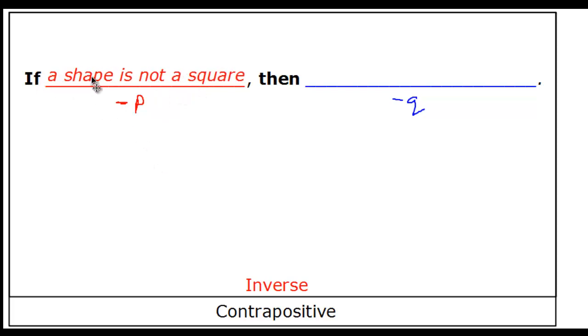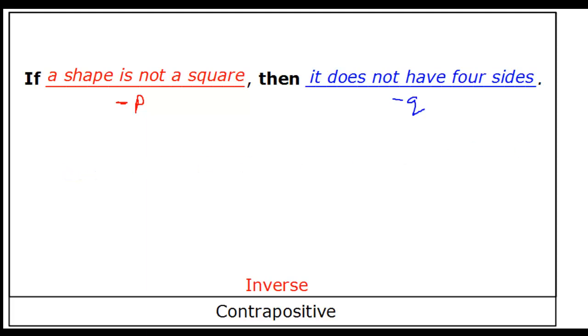And the way that we negate these statements is we say that if a shape is not a square, then it does not have four sides. So just a little bit different. Okay, we're taking our hypothesis and our conclusion, leaving them where they were, but we're making them not whatever they were. So if it was a square, now it's not a square. If it did have 4 sides, now it does not have 4 sides. And we can write that out.